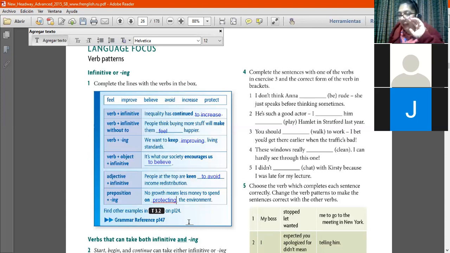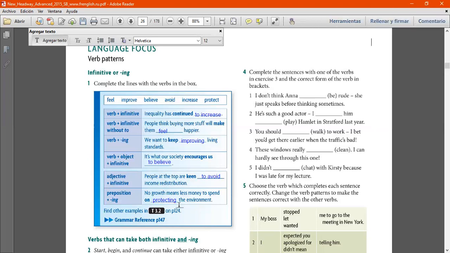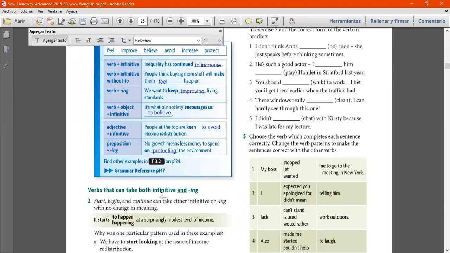Now, it says find other examples in 3.2 on page 124. So for this, I'll give you like 10 minutes. No, too much. 5 minutes to read again 3.2, okay? And underline all that you can find, all of these examples of verb patterns right now. So please go, everybody, to page 124. Just to get the idea. Find those patterns: verb plus infinitive, infinitive without to, verb ing, and so on. Try to find those patterns and read them.